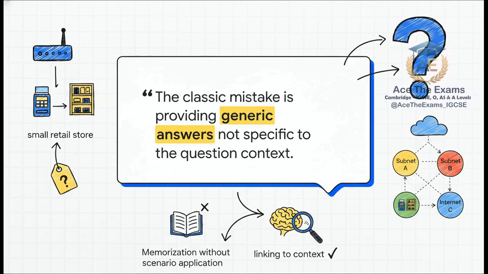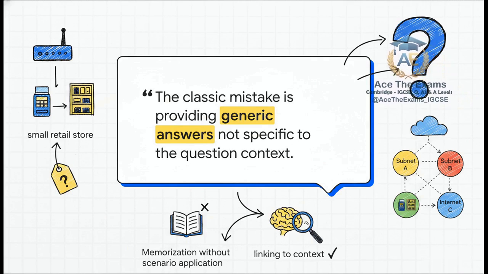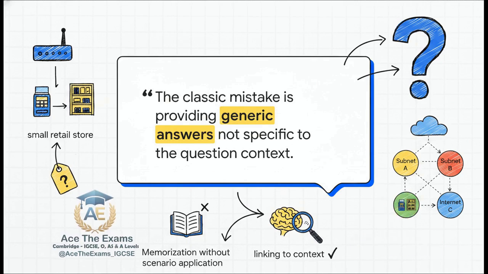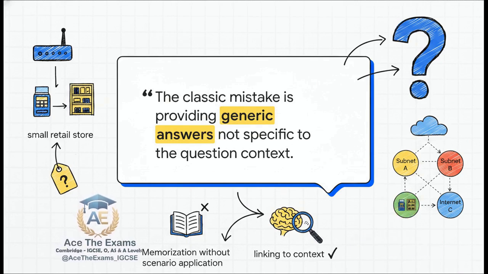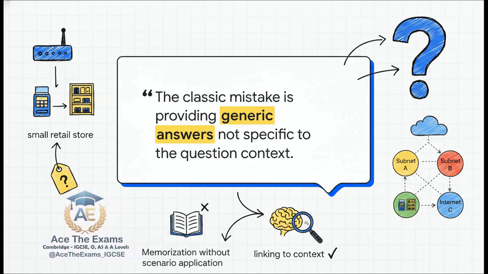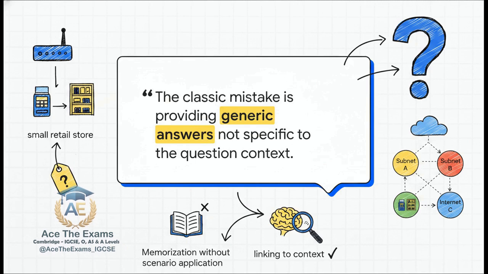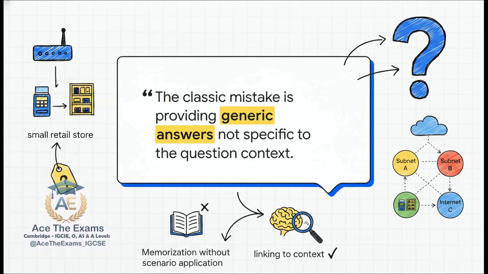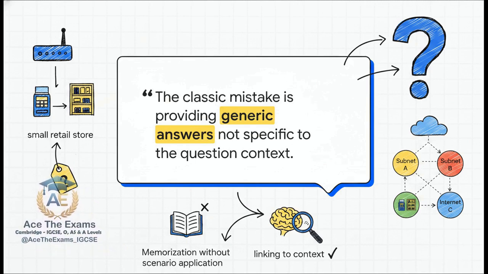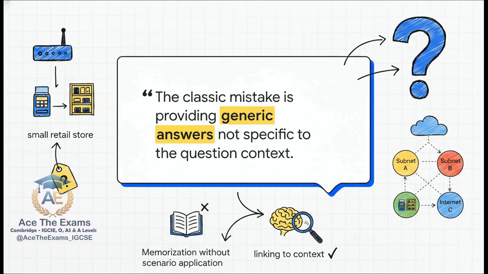Honestly, if you take away just one thing today, let it be this. Memorization without scenario application is a guaranteed way to lose marks. If the prompt describes a router in, say, a small retail store network, and you just start giving generic definitions of a core internet backbone router without ever mentioning the retail store, its point-of-sale systems, or its specific subnets, the examiner literally cannot give you full credit. You absolutely have to anchor your knowledge to the reality of the prompt.